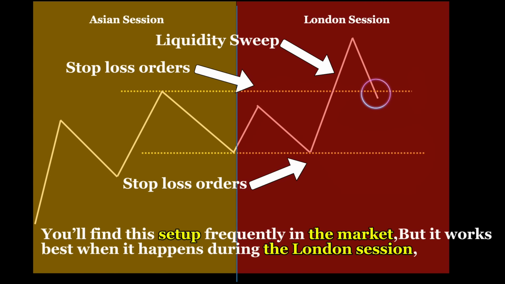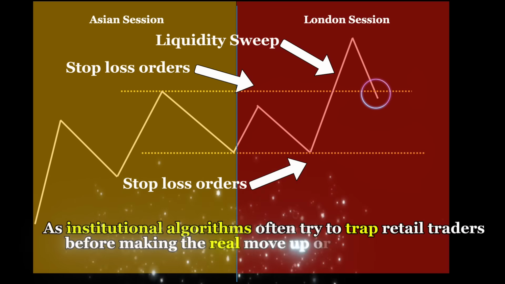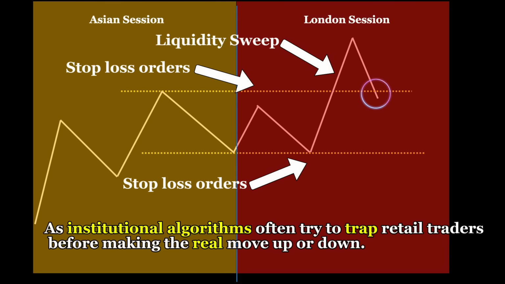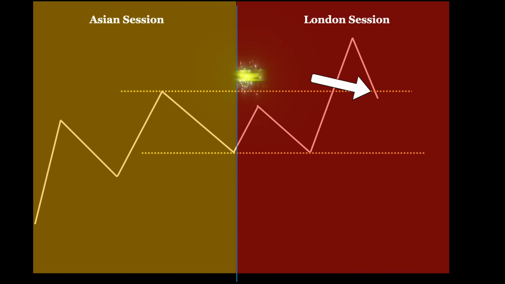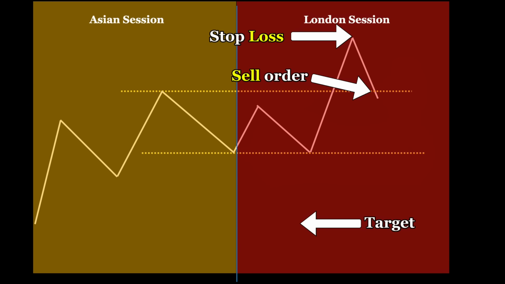You'll find this setup frequently in the market, but it works best when it happens during the London session, as institutional algorithms often try to trap retail traders before making the real move up or down. And when you spot it, here's what to do. Sell at the close of the reversal candle, place your stop loss just above the sweep, target the most recent low. This is your bearish sweep and flip protocol setup.